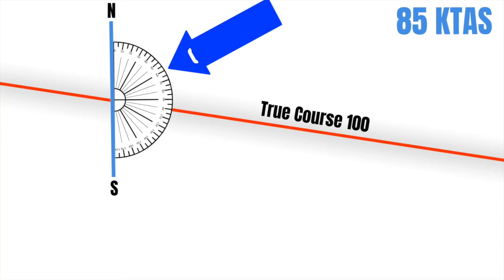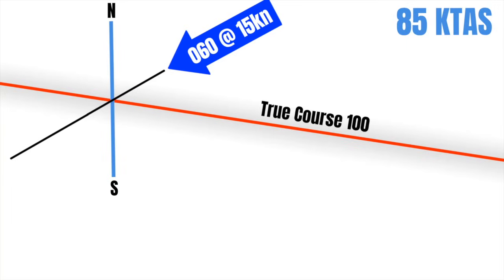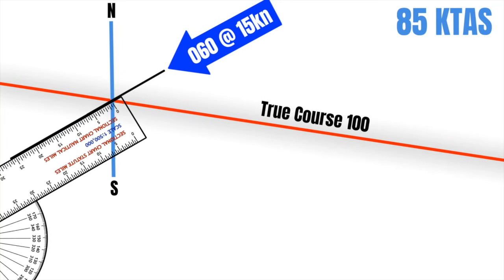Now, we know our winds are 060 at 15 knots, so let's draw a line from the 60-degree mark through the center of the protractor. And this needs to extend past the other side a little ways, and you'll see why here in just a second. Next, let's pull out our plotter and make a mark from the intersection of those marks down that wind line 15 nautical miles, because our wind speed is 15 knots.